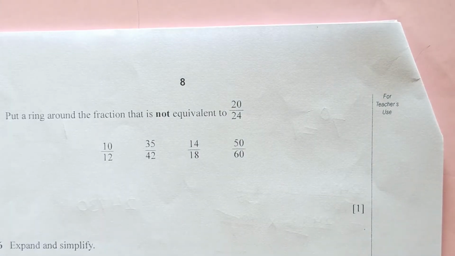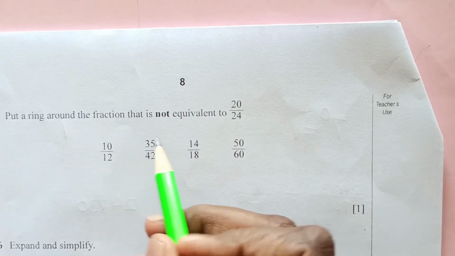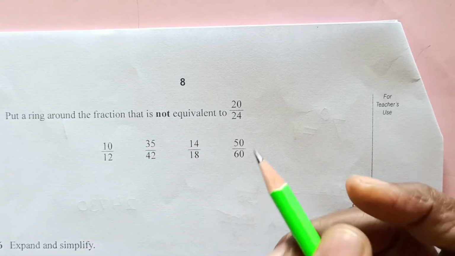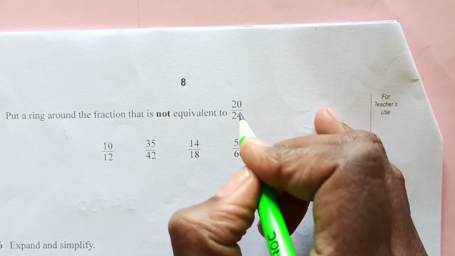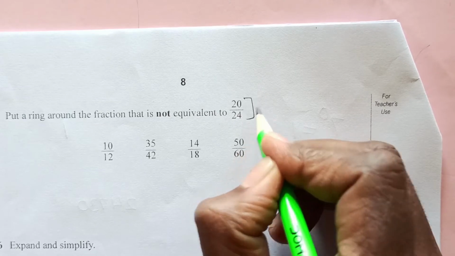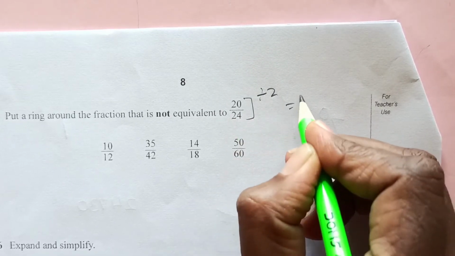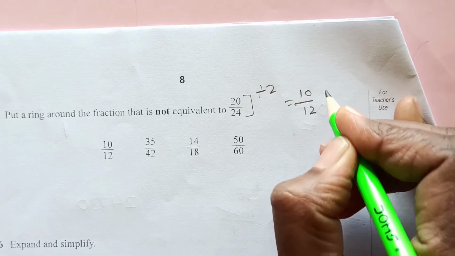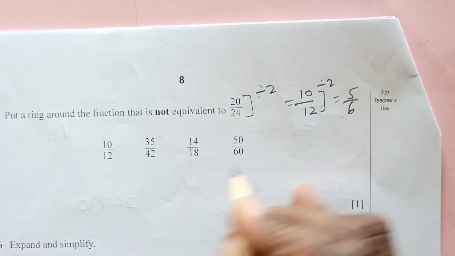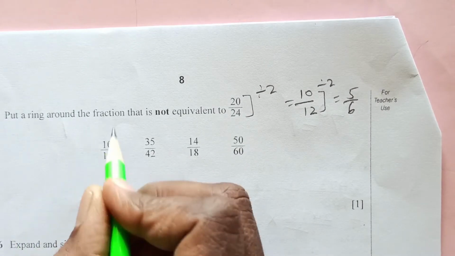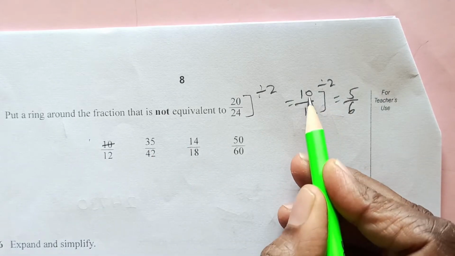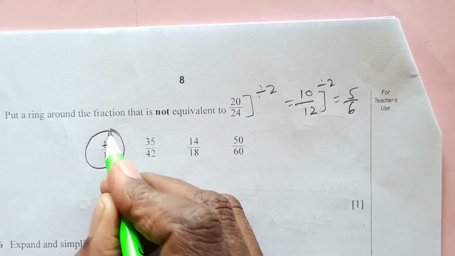Here is another question. Put a ring around the fraction that is not equivalent to 20 over 24. So we can simplify these ones. Like you see, this is divisible by 2. So if you divide this whole thing by 2, we will have 10 over 12. Again we can divide by 2. So this is 5 over 6. So we can see which one is equivalent to 5 over 6. If you simplify this by 2, you see here was 10 over 12 we had. So this one is okay.